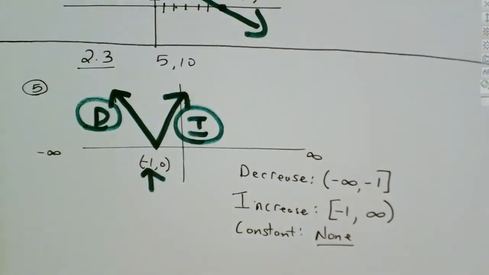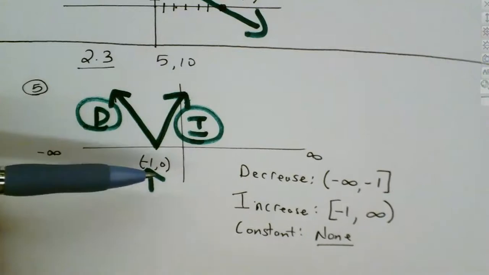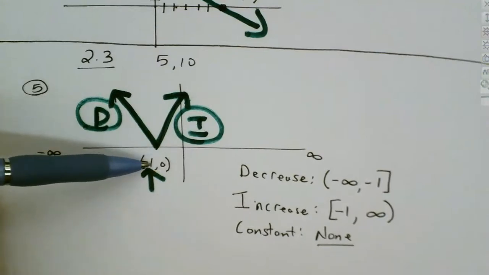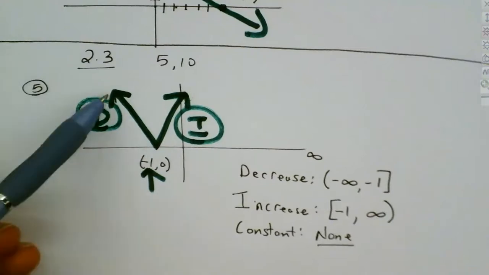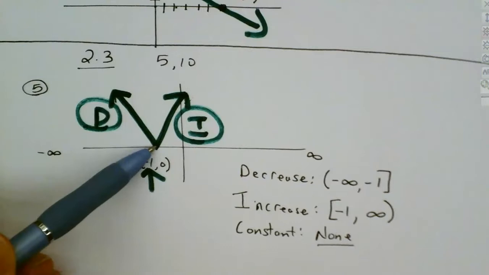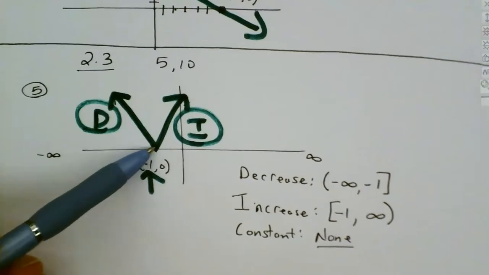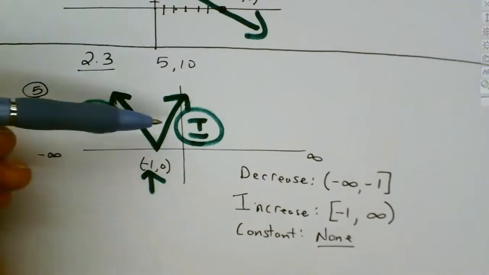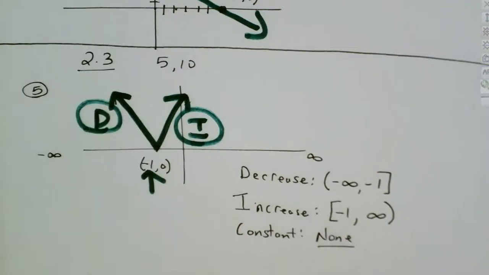Now, where do students make a mistake? They label on the y-axis. We have to make sure we label on the x-axis. The x part of this ordered pair is at -1. So it's decreasing here. It turns here at that -1, and it goes over to positive infinity.